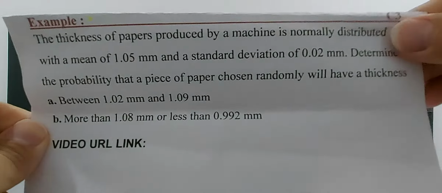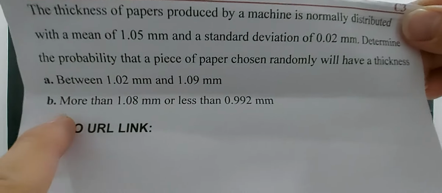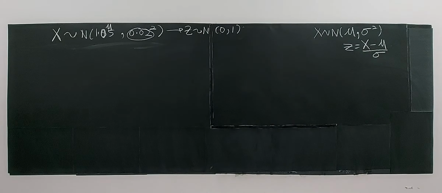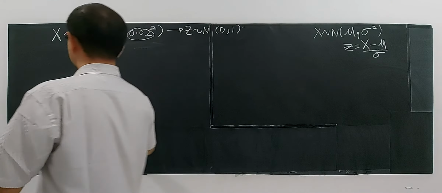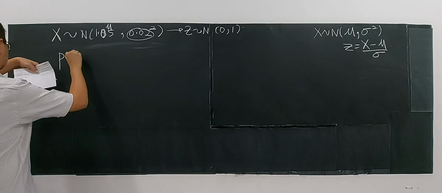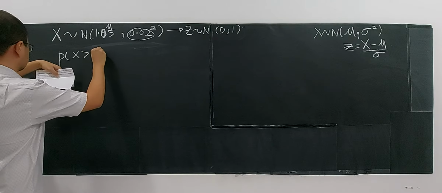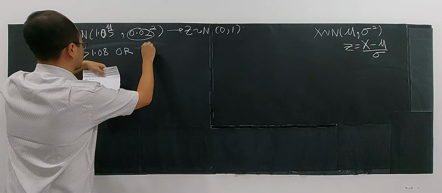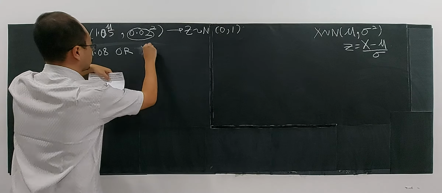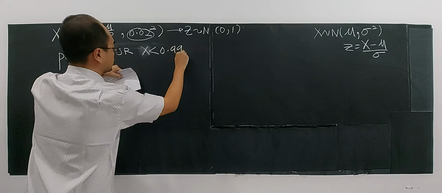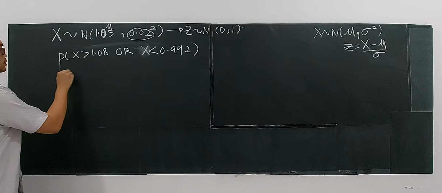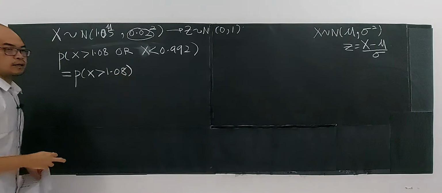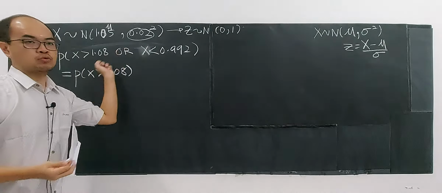Find the probability that a piece of paper chosen randomly will have a thickness more than 1.08 millimeter or less than 0.992 millimeter. So the meaning here is the probability that X is more than 1.08 millimeter, or the thickness can be less than 0.992 millimeter. You can rewrite this as X greater than 1.08.